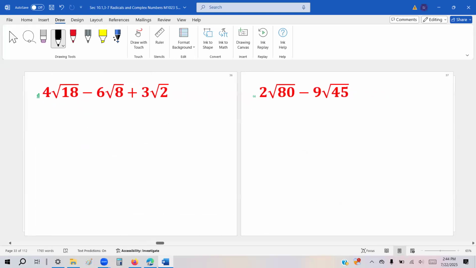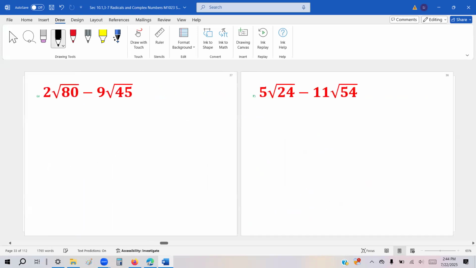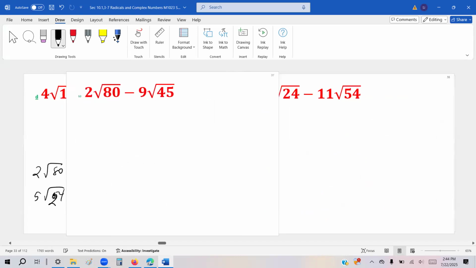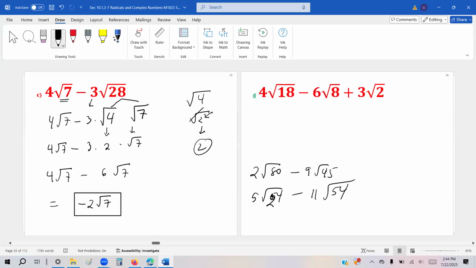How many more do we have? Let's see. 1, 2, 3. 3 more. So let me write them down in one place. 2 square root of 80 minus 9 square root of 45. 5 square root of 4 minus 11. Oh, this is 24. This is 54. 24, 54, 5, 11. Okay, try these 3 and then you'll be ready for the final and for that exam.